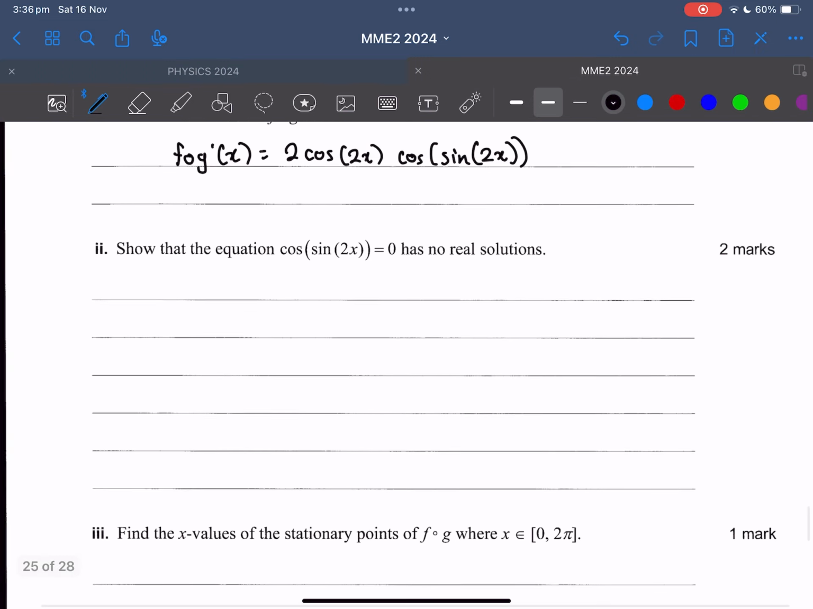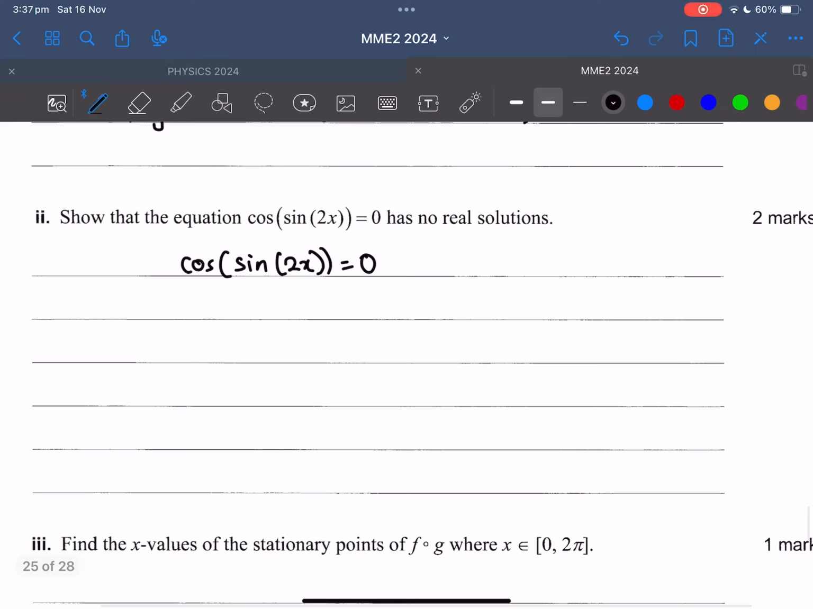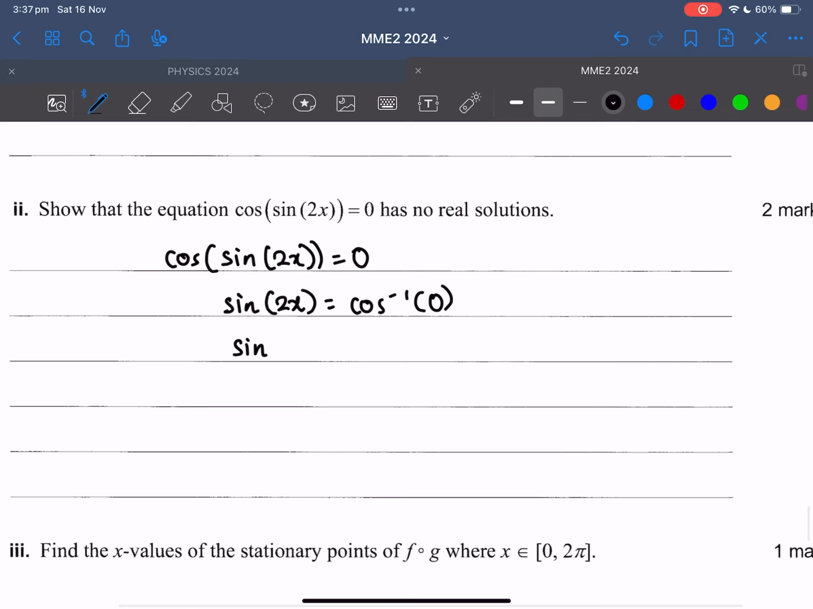Show that this equation has no solution. Okay, so basically 2 cosine of, okay, actually I don't need that, so cosine of sine 2x is equal to 0. So that means we have sine of 2x is equal to cosine inverse of 0. So sine of 2x is equal to pi on 2.